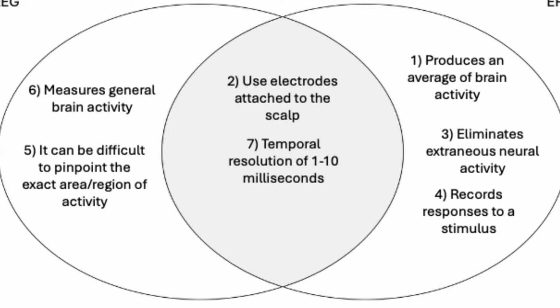So this is number 6 and number 5. EEGs measure general brain activity, and it can be difficult to pinpoint the exact area or region of the activity because of lots of noise and extra information we're getting. On the right hand side, we've got ERPs, and that's 1, 3 and 4. So it produces an average of brain activity, it eliminates extraneous neural activity, and it records responses to a stimulus as well. So well done if you got those.